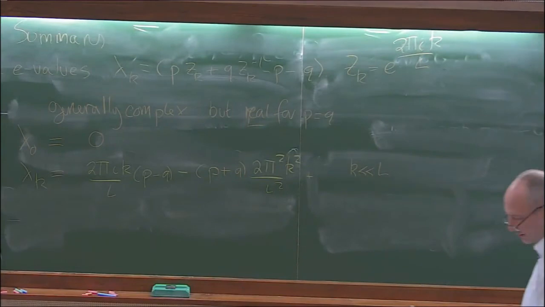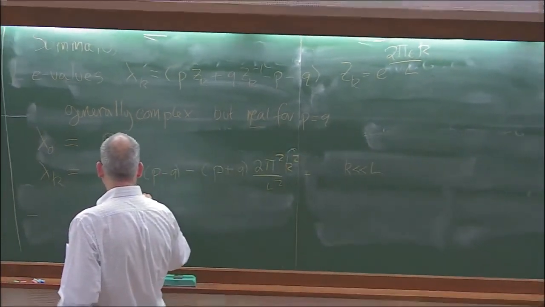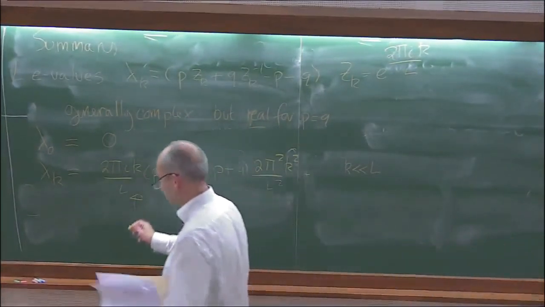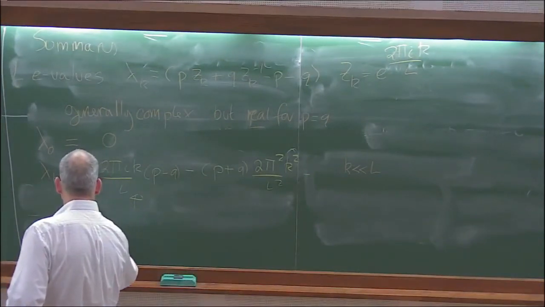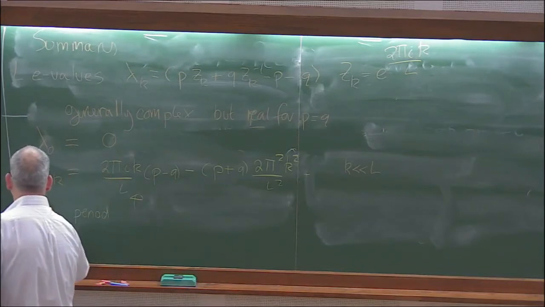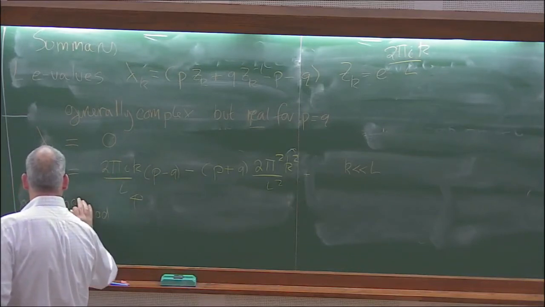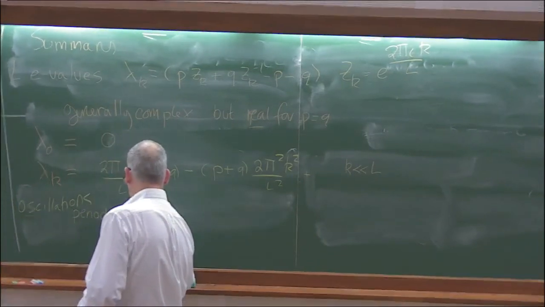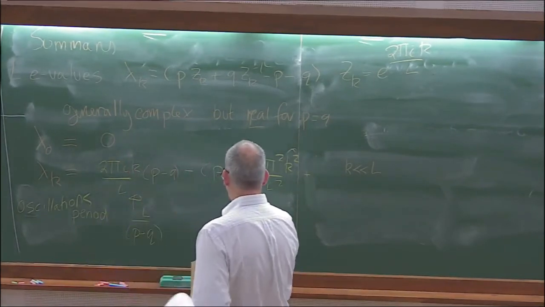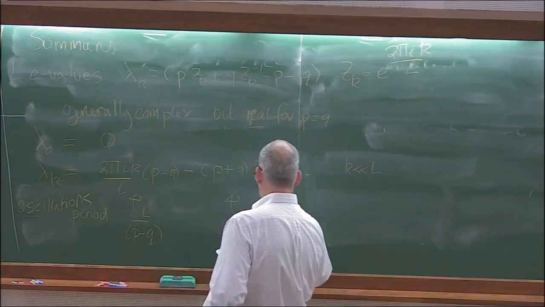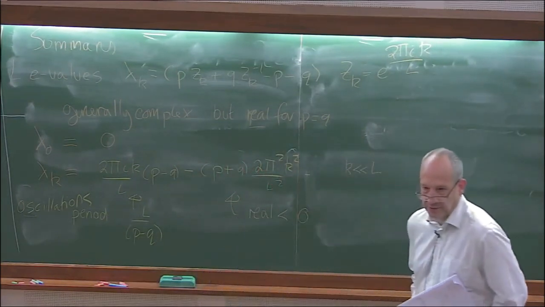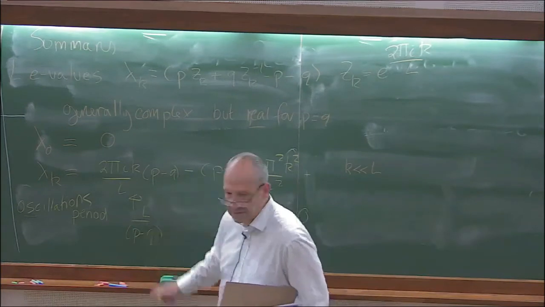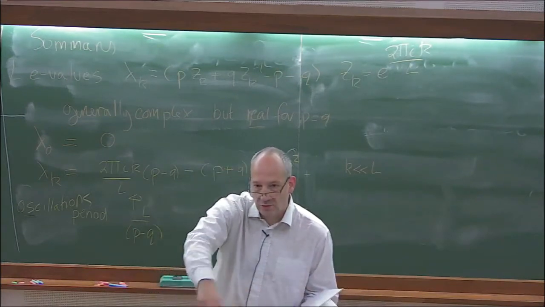But from this you see that this is an imaginary part, so it will give some oscillations, and the oscillations have period L over p minus q. And this part is real, and it's less than 0 for k greater than 0. So this will lead to a decay, and this gives oscillations. The period of oscillation is just simply the time it takes the particle to go round the ring.